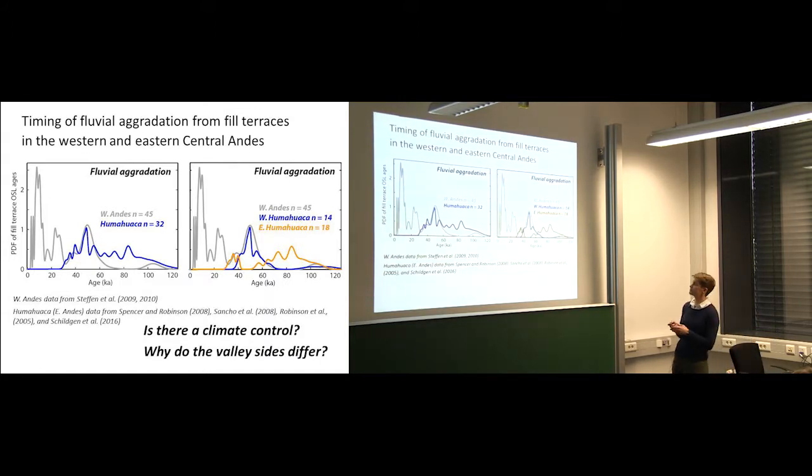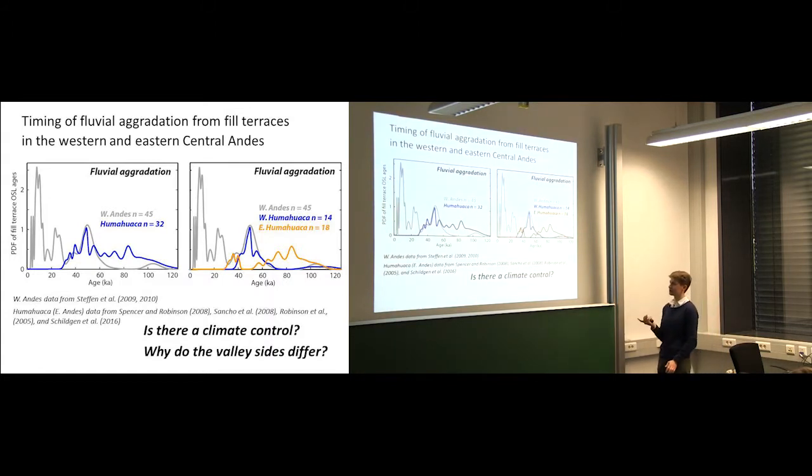First of all, if we look at the western side of the Humahuaca Basin, shown in blue, we get these two spikes in ages that correlate with spikes from the Western Andes. In contrast, if we look at the eastern side of the Humahuaca Basin, we're getting these peaks in ages that seem to be antiphased with respect to the others. And this is quite strange. This is not a big basin. And it raises two important questions.